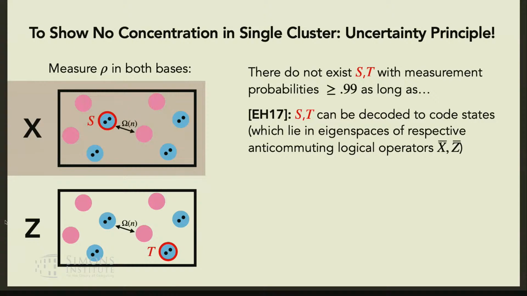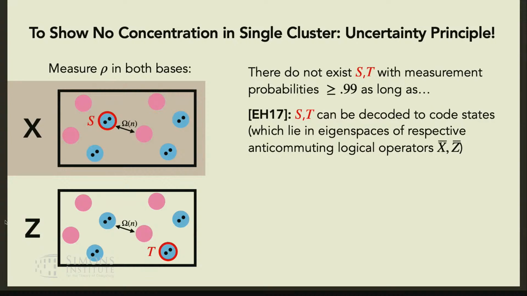But for that 2017 work, they actually wanted the property that S and T can be decoded to code states. As I mentioned, there's some uncertainty principle going on, and the uncertainty principle they used involves anti-commuting logical operators from the code. And the upshot is that they had the desired uncertainty principle, that these S and T cannot exist, as long as all the clusters, in particular both S and T, can be decoded down to true code states.